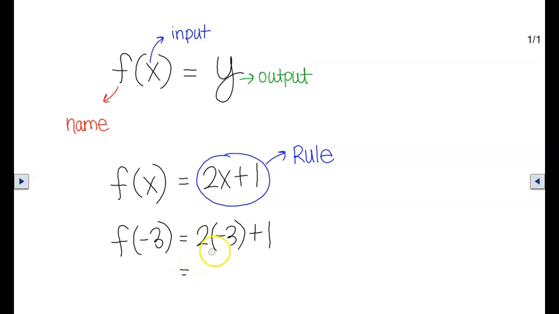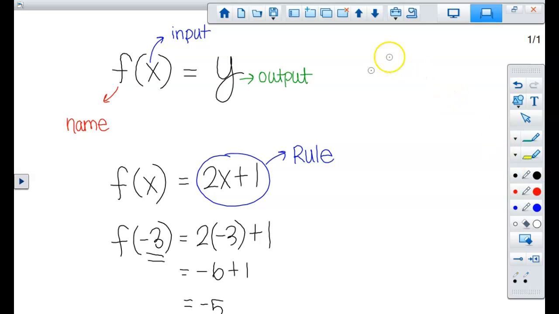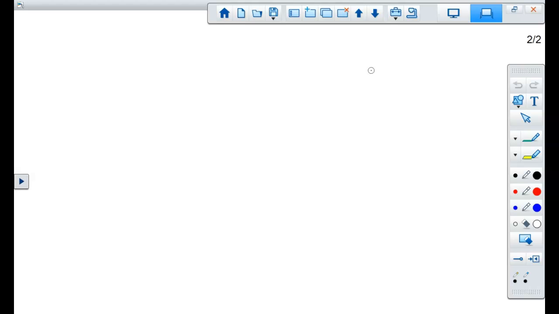So first we would do 2 times negative 3, which is negative 6. And then the negative 6 plus the 1 would be negative 5. So notice when the input x is negative 3, the output y would be negative 5. So at this point, we should be aware and comfortable with how all of that works. Now, on Friday, here's what we did.